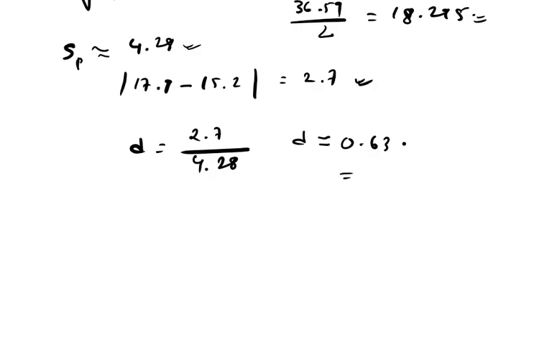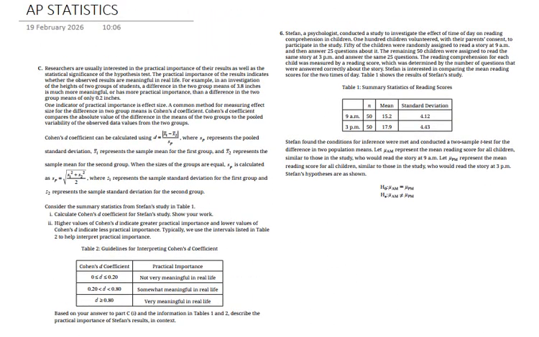Now let's look at the interpretation guidelines. 0 less than or equal to d less than or equal to 0.20, not very meaningful. 0.20 less than d less than 0.80, somewhat meaningful, and d greater than or equal to 0.80, very meaningful. Our value is d equal to 0.63, that falls between 0.20 and 0.80. So the difference is somewhat meaningful in real life.